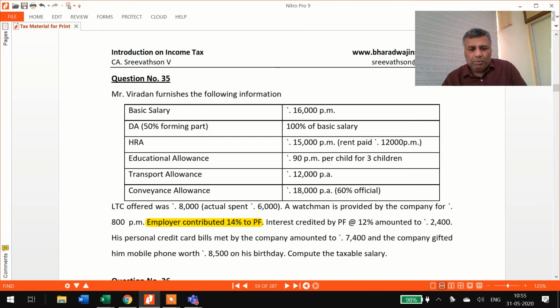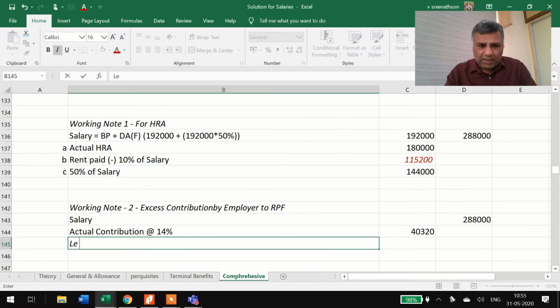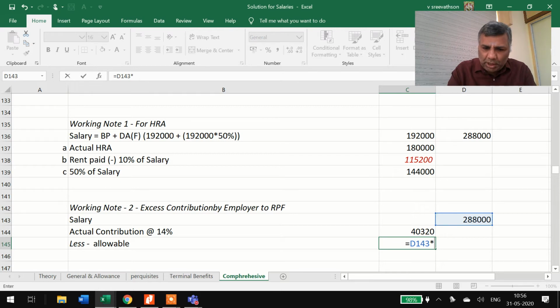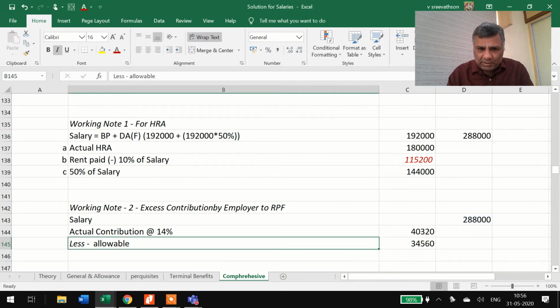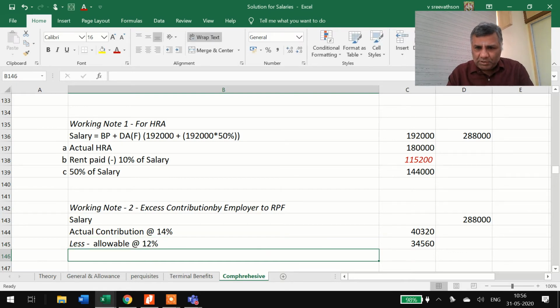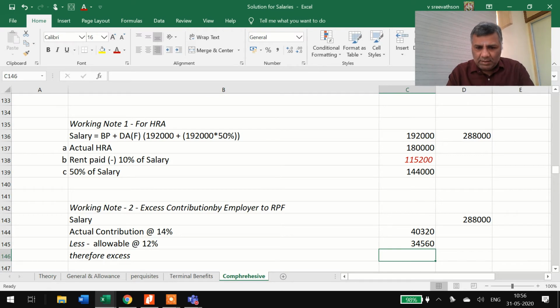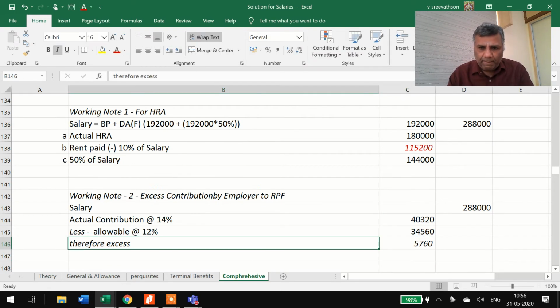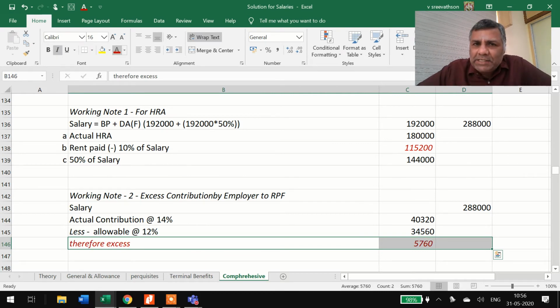Actual contributed 14%, less allowable contribution, which is only 12%. Allowable contribution at the rate of 12%. Therefore, excess is 5760.